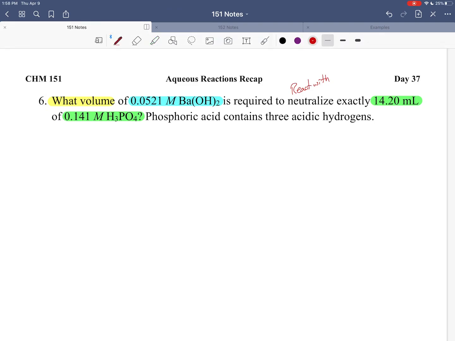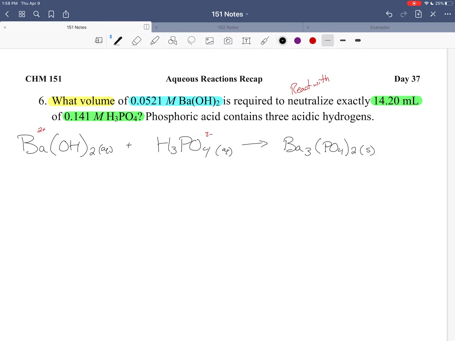All right, so let's write the balanced chemical equation. We got barium hydroxide, phosphoric acid, and the salt will be barium phosphate. Well, barium is 2 plus, phosphate is 3 minus. So I need a Ba3(PO4)2. Now that's going to be a solid. It doesn't matter for this problem, but it's going to be a solid. And water is, of course, a liquid. Balance. 3 barium on the right, 3 on the left. 2 phosphate, 2 phosphate. And then I have 6 hydroxides and 6 H pluses, 6 waters.